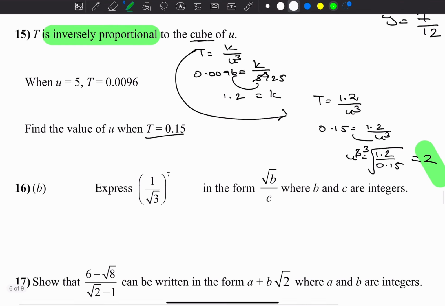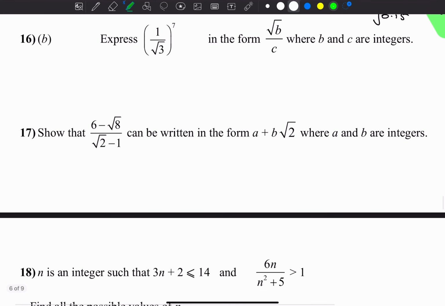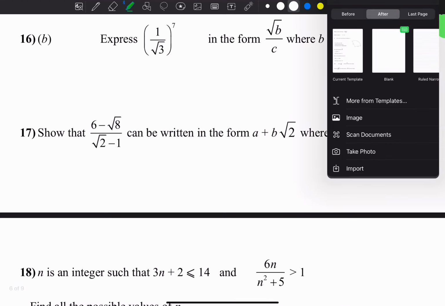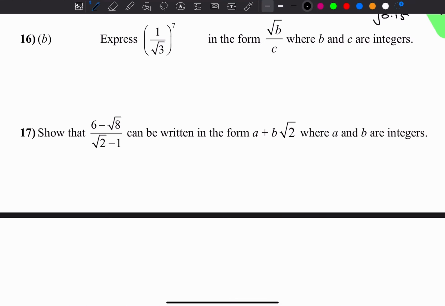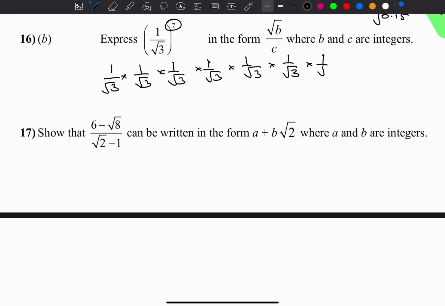Okay. Next one. Thirds. Cool. If you look at this one, 1 over square root of 3 to the power 7. So you will write it 7 times. Multiply it. 1 over root 3 times 1 over root 3 times 1 over root 3 times 1 over root 3 times 1 over root 3. How many do we have? That's 5. That's 6. That's 7. Good. When you multiply the top numbers, 1 times 1 times 1 times 1 times 1 is 1 over.